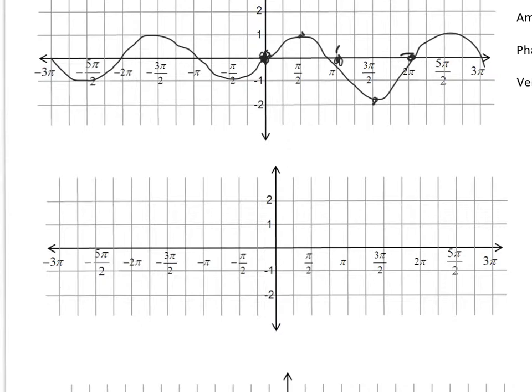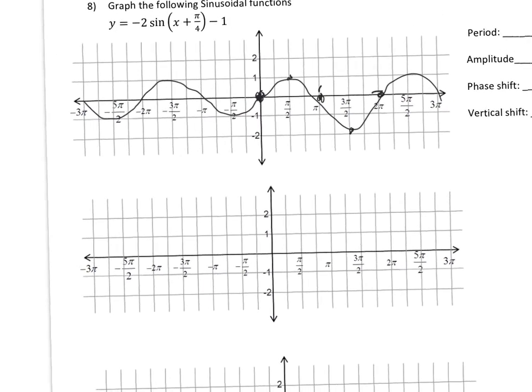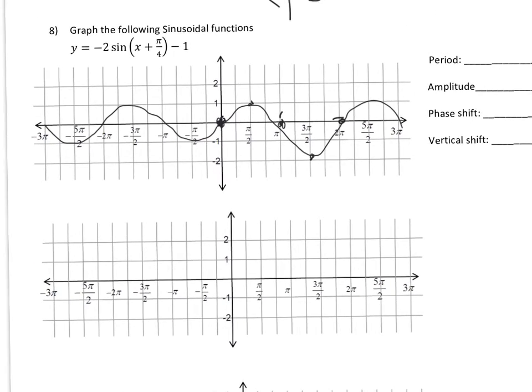So now that we know what the parent graph is, we want to talk about changes as we're graphing some of the new one. The number in front, -2, what does that affect? That is your amplitude, right? So our graph is going to be twice as high. The negative sign, of course, will cause a flip. Maybe we should write that here too, so we don't forget that.